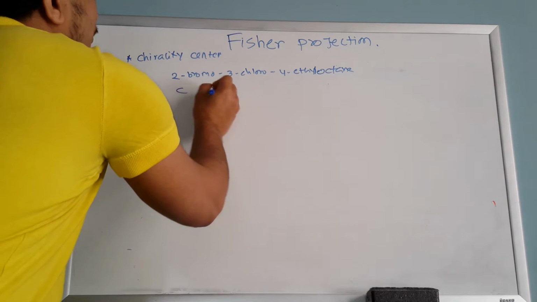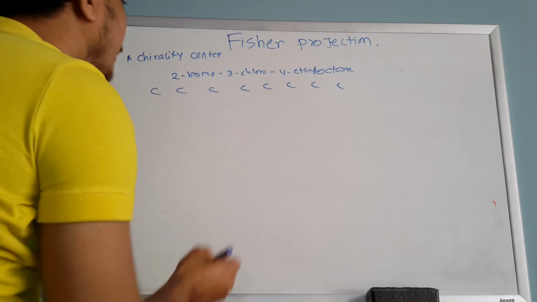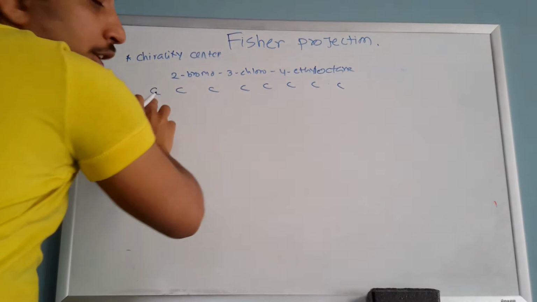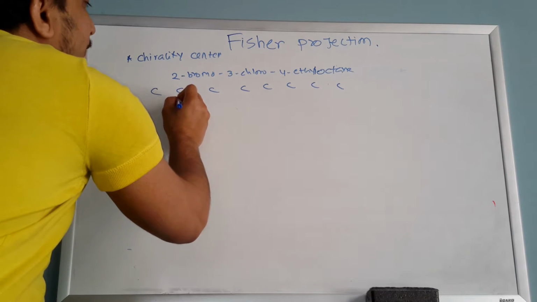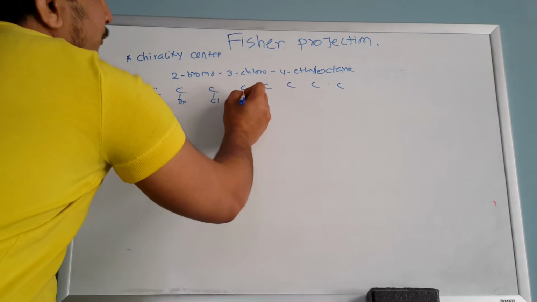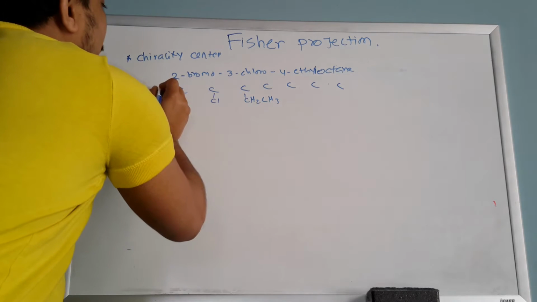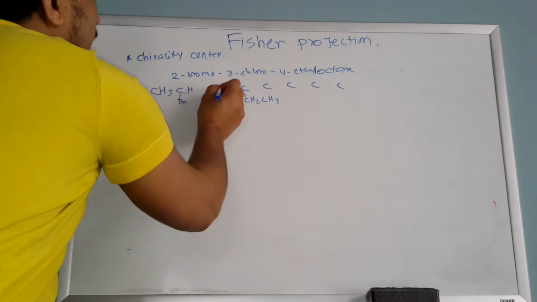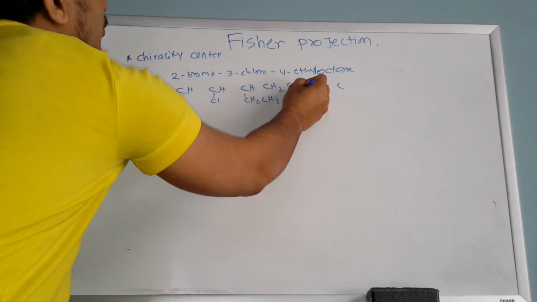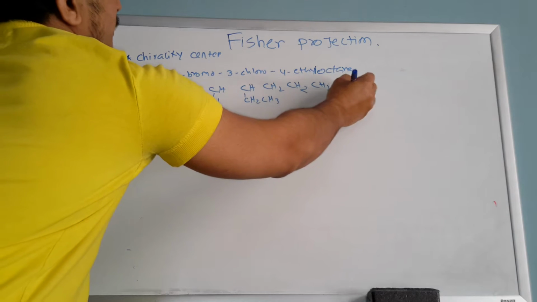Octane means 1 2 3 4 5 6 7 8 carbons, and you can say this is your number 1, or you can say this is your number 1. If this one is your number 1, at the 2nd position you have a bromo, then at the 3rd position you have a chloro, at the 4th position you have an ethyl, CH2 CH3 is ethyl, then you fill up your hydrogens, CH2, CH2, CH2, CH3.